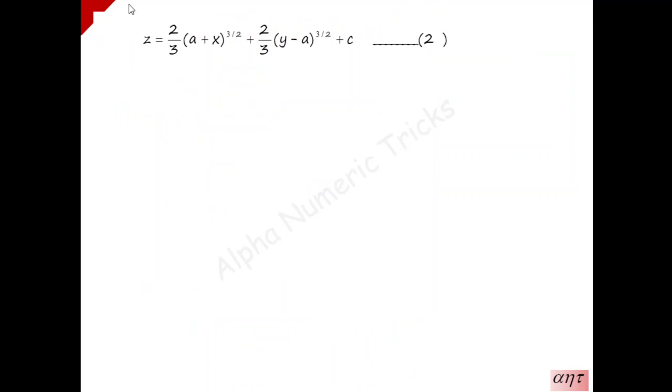So we have this term, z is equal to 2 by 3 a plus x whole power 3 by 2 plus 2 by 3 y minus a whole power 3 by 2 plus a constant. Now you have to number that equation as 2, which is our required complete integral.